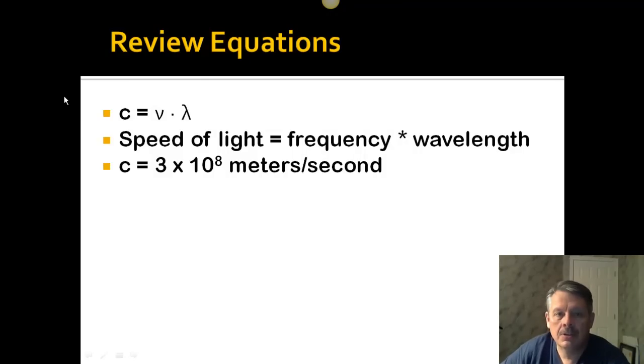First equation tells us that c, which is the speed of light, is equal to the frequency, which is nu, times the wavelength, which is lambda. And remember that the speed of light is a constant. It's 3 times 10 to the 8th meters per second. So light travels at that speed in a vacuum. So that means if my frequency goes up, my wavelength has to go down, and vice versa. They are inversely proportional. You should understand that from math.